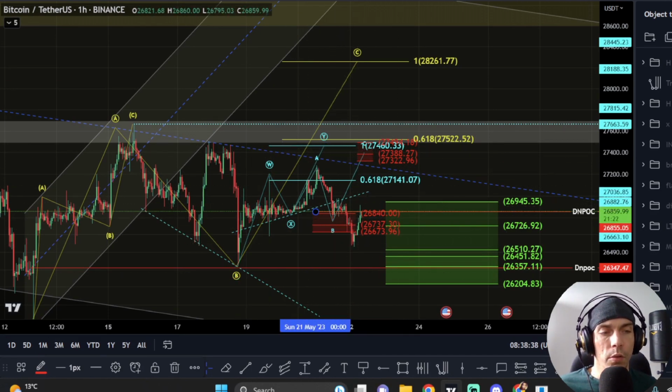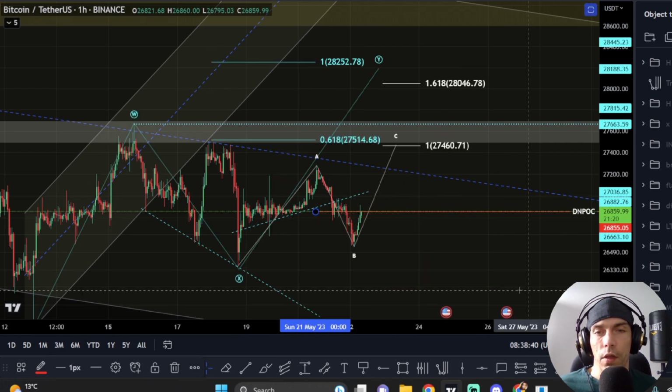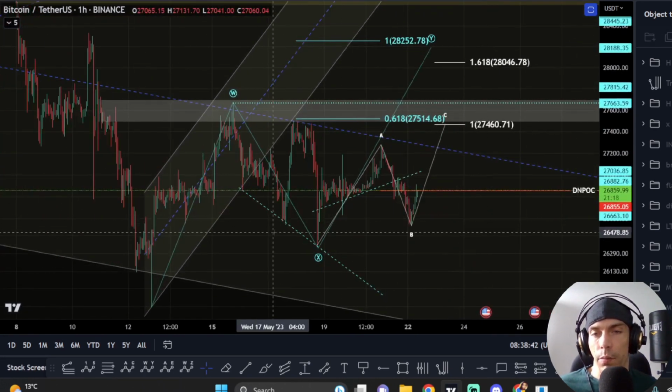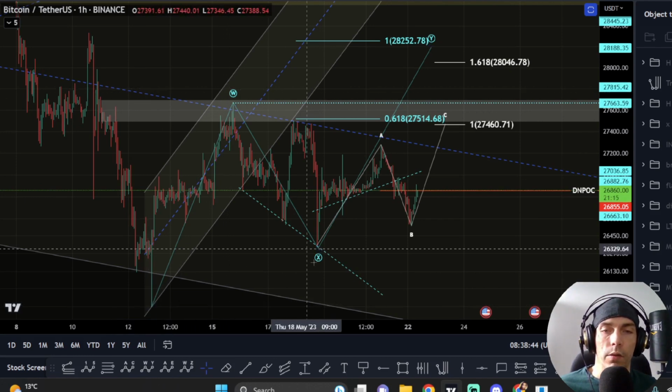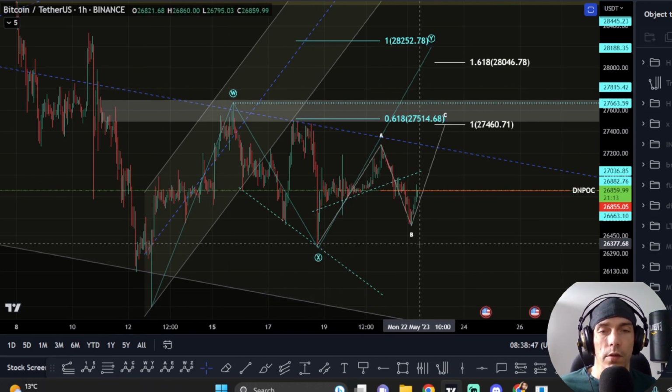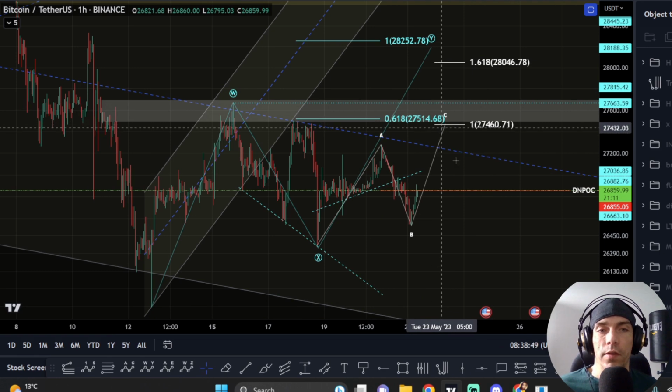So now the way that I'm looking at this is we need to be cautious that we don't rather have something like this, where this is the W wave, this is the X, and this is an A, this is a B, and then we're looking for this C wave still.